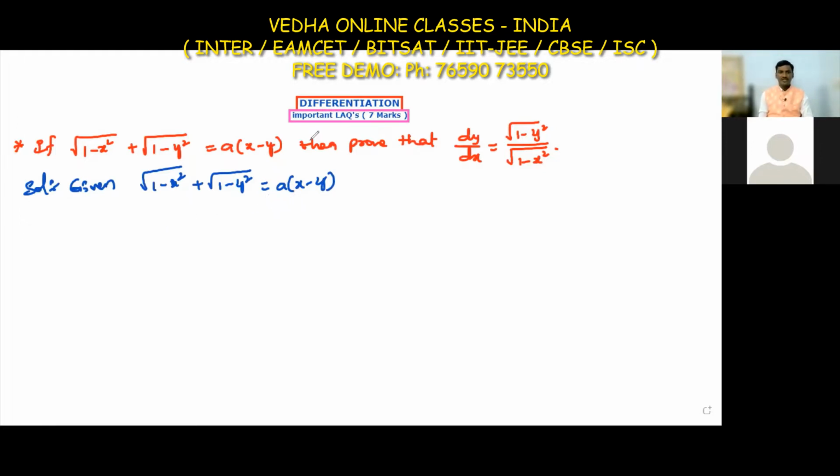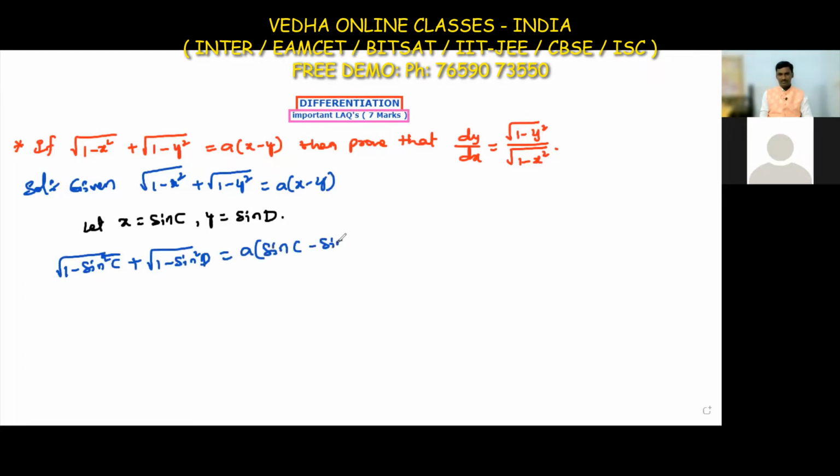Okay, so now I am taking x is equals to sine c and y is equals to sine d. I am just substituting these values in this. Then root of 1 minus sine square c plus root of 1 minus sine square d is equals to a into sine c minus sine d.